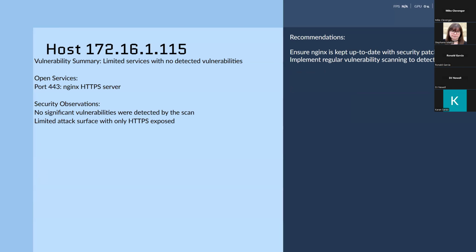Host 172.16.1.115. Wasn't able to get a whole lot of vulnerability summary for this. I was able to see that port 443 was open and that was running Nginx. There was limited attack surface with only HTTPS exposed. So my only recommendation for this is to ensure Nginx is kept up to date with security patches, and implement regular vulnerability scanning to detect any potentially new issues in the future.